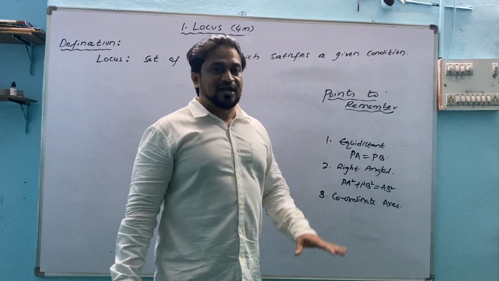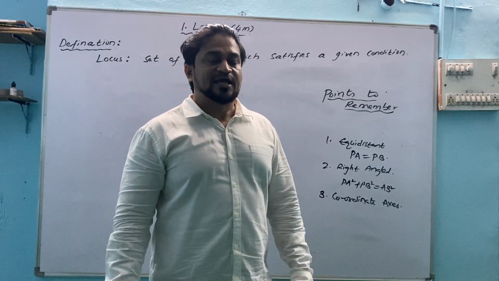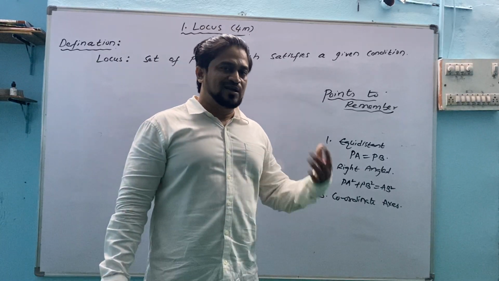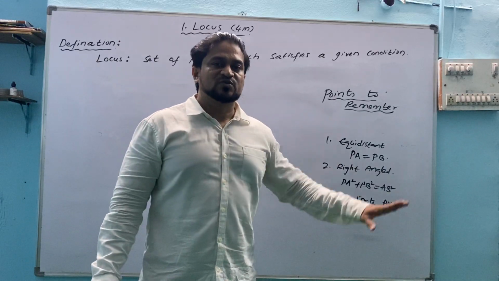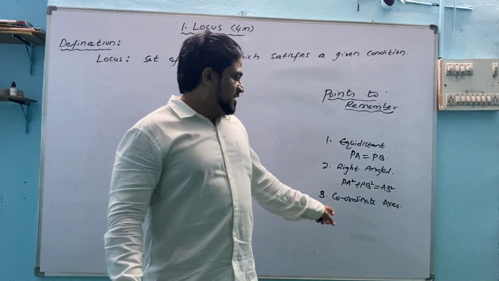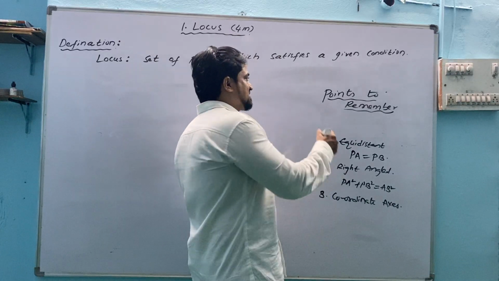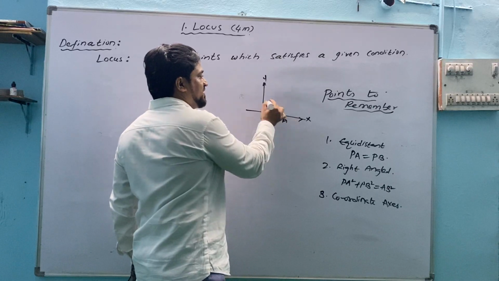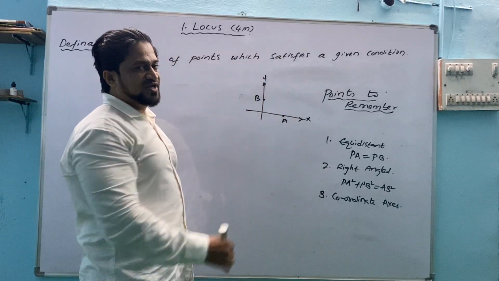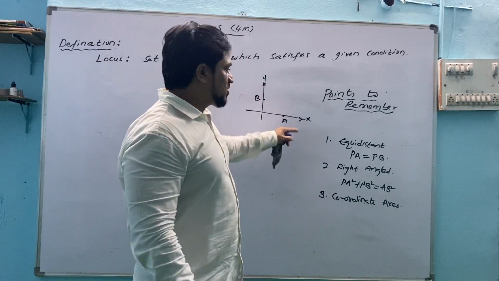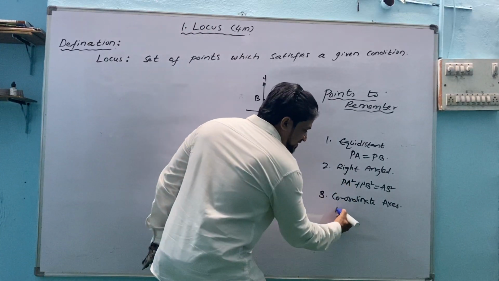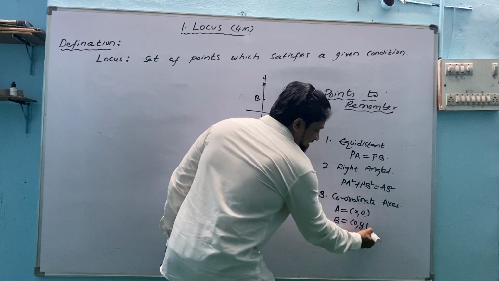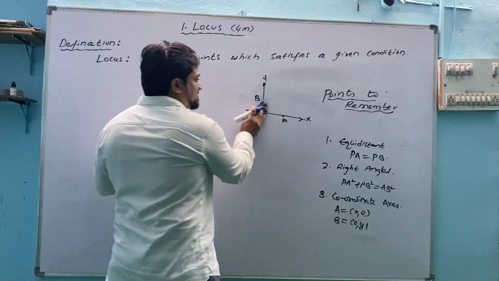And if I ask you right angled triangle, what you have to tell? Right angle at P, or a right angle triangle is mentioned to you. Then PA square plus PB square equals AB square, you have to remember. If coordinate axis is given to you, coordinate axis means x-axis and y-axis combined. When coordinate axis is given, you should take A equals x comma 0, B equals 0 comma y. Okay, these 3 points.